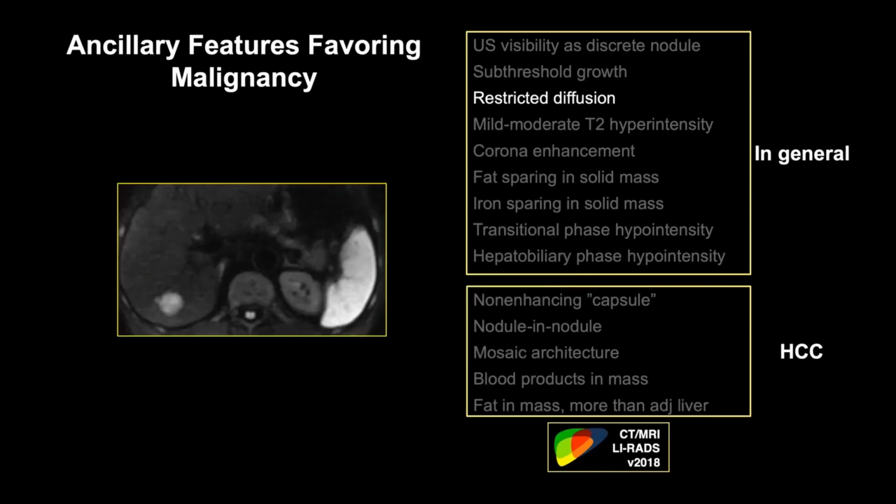Restricted diffusion is a feature that favors malignancy in general. It refers to hyperintensity on DWI, not attributable solely to T2 weighted imaging shine through. Restricted diffusion is frequent in all malignant neoplasms and is not considered specific for hepatocellular carcinoma. ADC maps often can help to characterize this feature, but are not required. Remember also to use DWI sequences to increase your ability to detect those focal liver lesions.